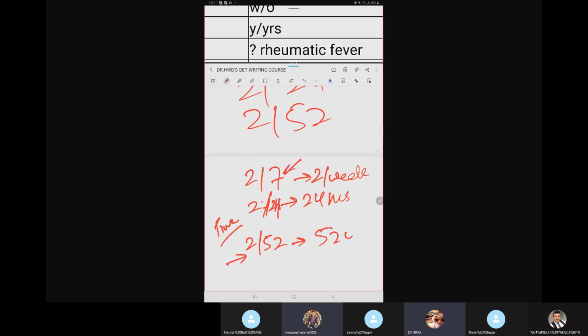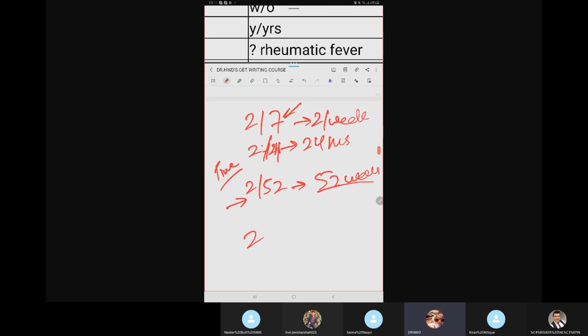Yes, 52 weeks, right? So don't get confused when this comes in your letter. This could also be like this, 2 on 12. What would that mean?